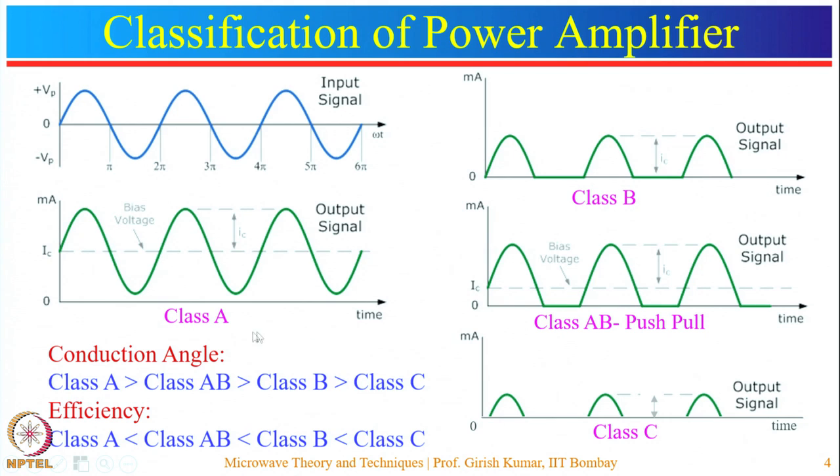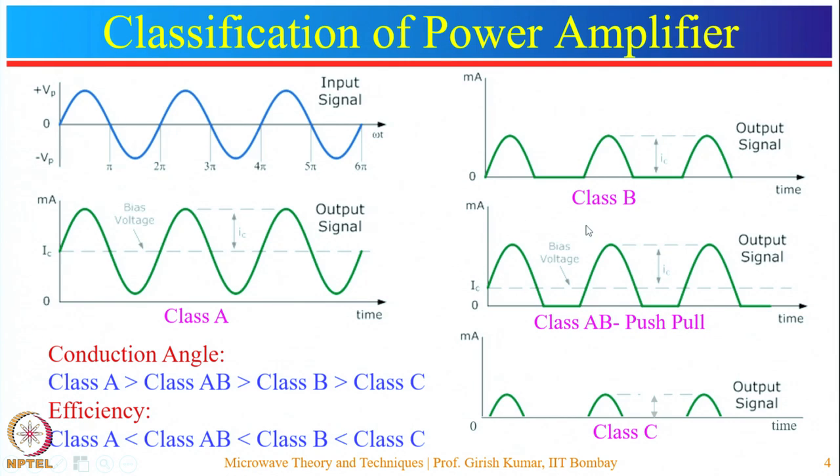Now, in the case of the class A amplifier, the output waveform follows the input cycle. So, here the output current flows for the whole input cycle. So, the conduction angle in this amplifier is 360 degrees. So, here you can see that the output current is the exact replica of the input signal. So, this is the class A amplifier. The efficiency of this class A amplifier is relatively low.